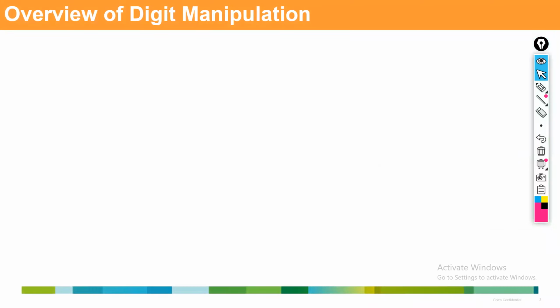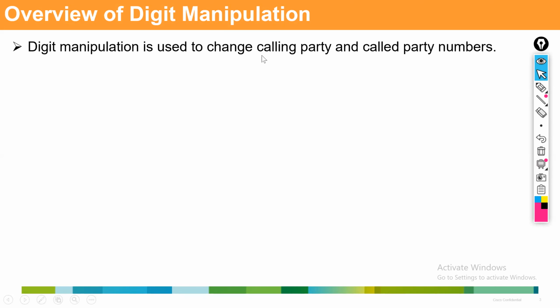What exactly is digit manipulation? In general, manipulation means what? Changing. Digit manipulation means we are changing the digits here. What type of digits are you changing and why are you changing these digits? Let's see. Digit manipulation is used to change calling party and called party numbers.